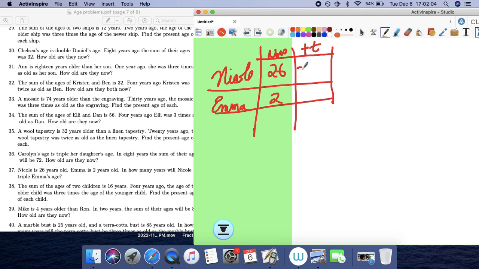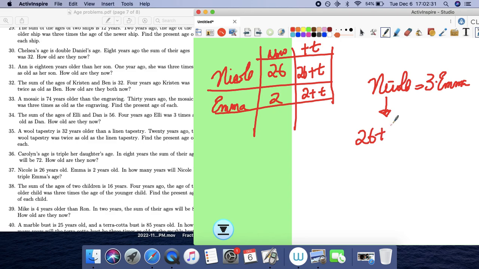So sometime in the future: Nicole, 26 plus a few years, and Emma, 2 plus the same amount of years. In whatever that number is, a few years from now, they're going to have a relationship between their ages where Nicole is going to be triple Emma's age. So in a few years, Nicole will be 3 times Emma's age. When will that be? That's the question. So Nicole is 26 plus t, sometime in the future, and 3 times Emma's age, where Emma is 2 plus t.